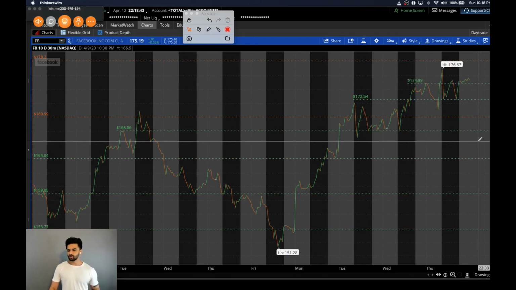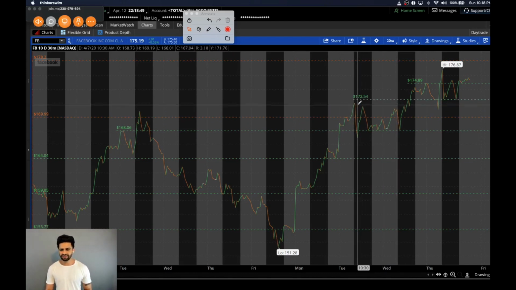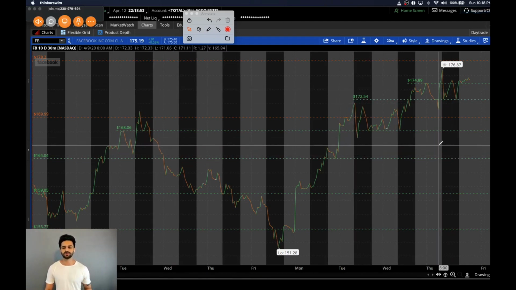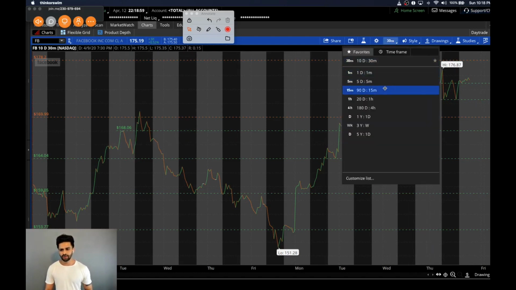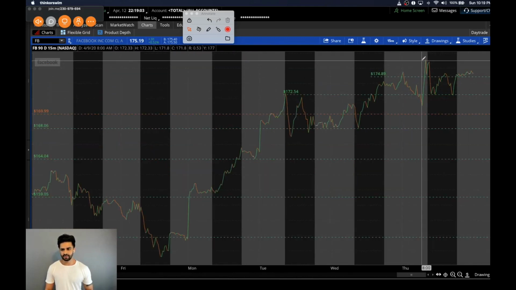Now again, don't go for perfection. Don't look for an exact number. Even if it's off a little bit, that's fine. You just need to be as close as possible to demand and supply areas. And once you have those areas set in, that's all you really need. You don't need to worry too much about setting those levels to be perfect.